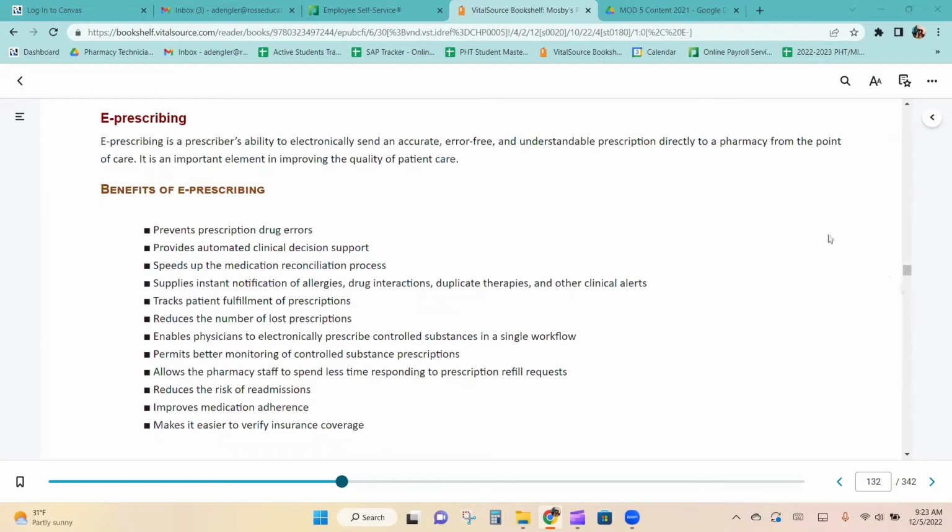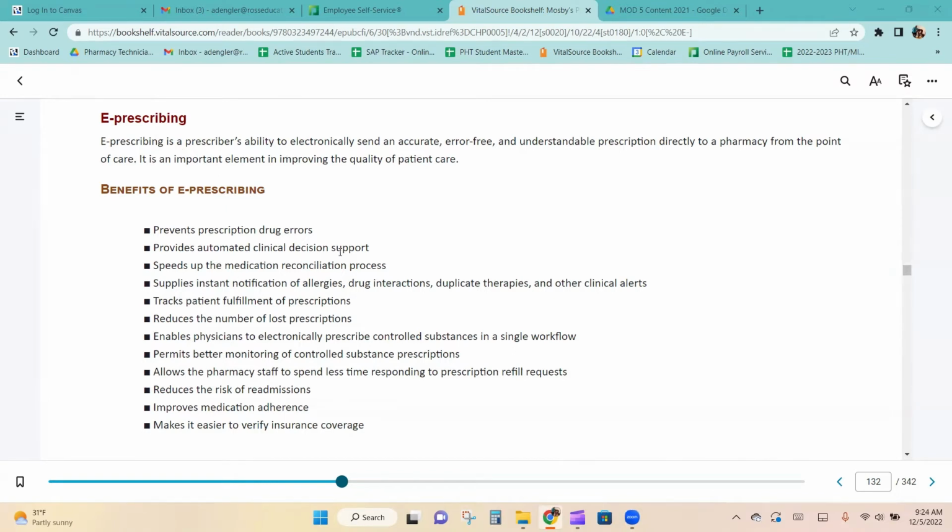E-prescribing is the prescriber's ability to electronically send an accurate, error-free, and understandable prescription directly to a pharmacy from the point of care. It is an important element in improving the quality of patient care. So some benefits of e-prescribing: it prevents prescription drug errors, which is a big one. So much easier than the patient having to bring in that paper script, and it actually saves the patient a trip, because most patients would drop off a paper prescription and come back later and get it.